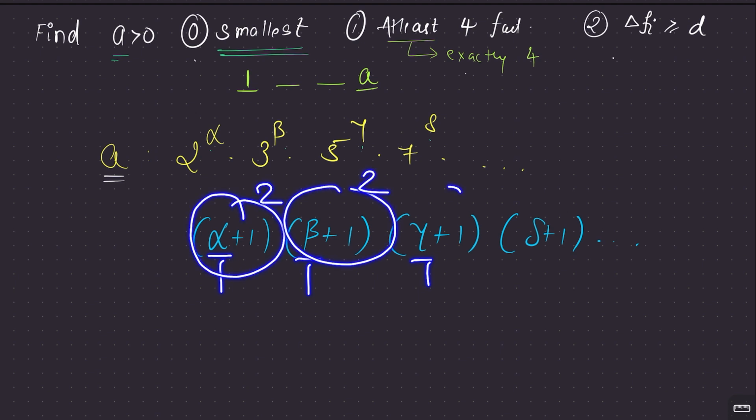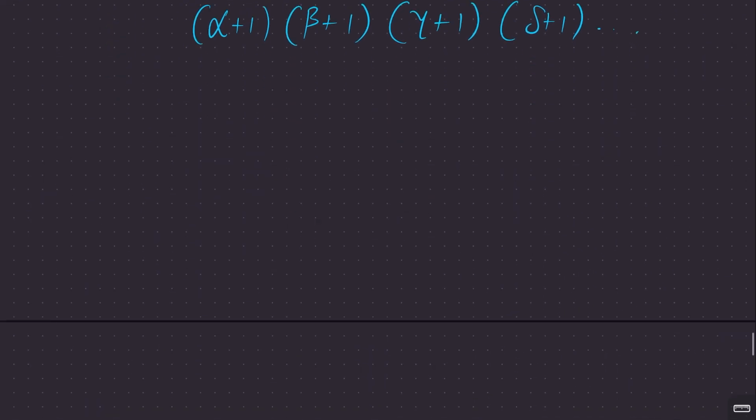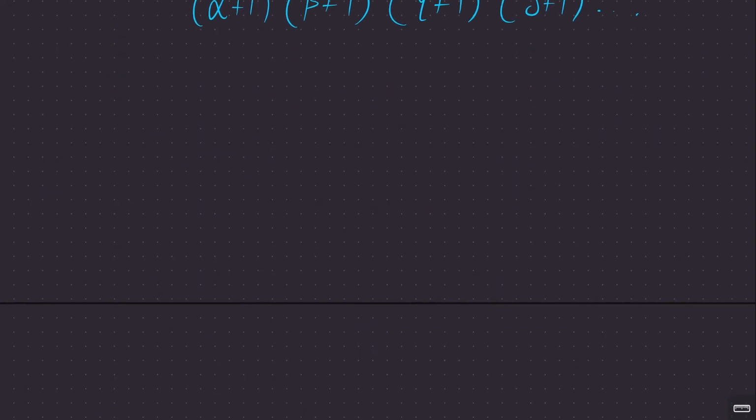2 into 2 into 2, 8 number of factors. But I don't want it. I want exactly 4 factors, because I want to minimize this A, right? I want the A to be as small as possible. All in all, what we have proven here is for this A guy, there are only 2 possibilities.